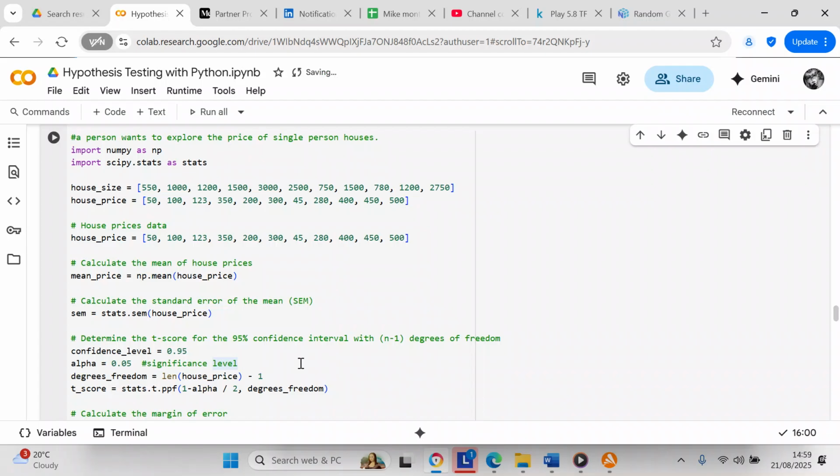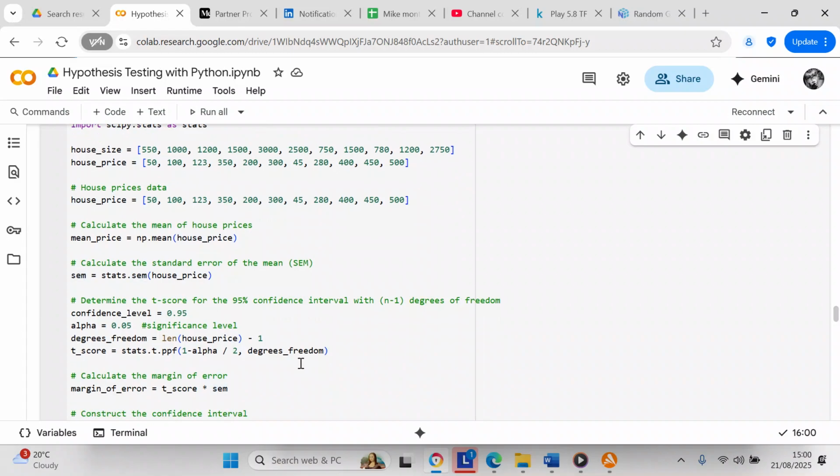And your t-score is stats.t.ppf. That ppf means percent point function. In brackets, 1 minus alpha divided by 2, comma, degrees of freedom. So 1 minus alpha is 1 minus 0.05, so that's 0.95 divided by 2, and so that's going to be, I think, 0.975.